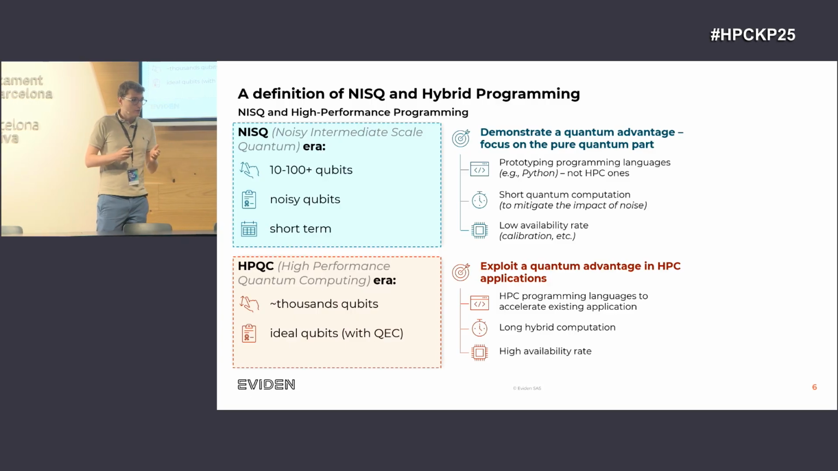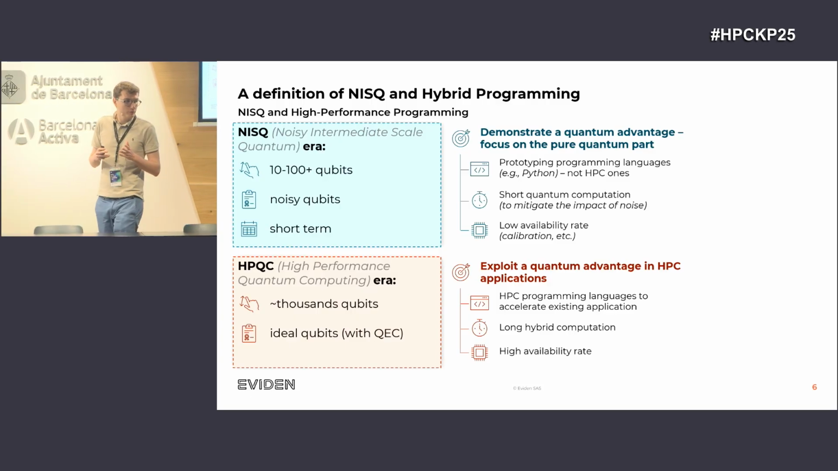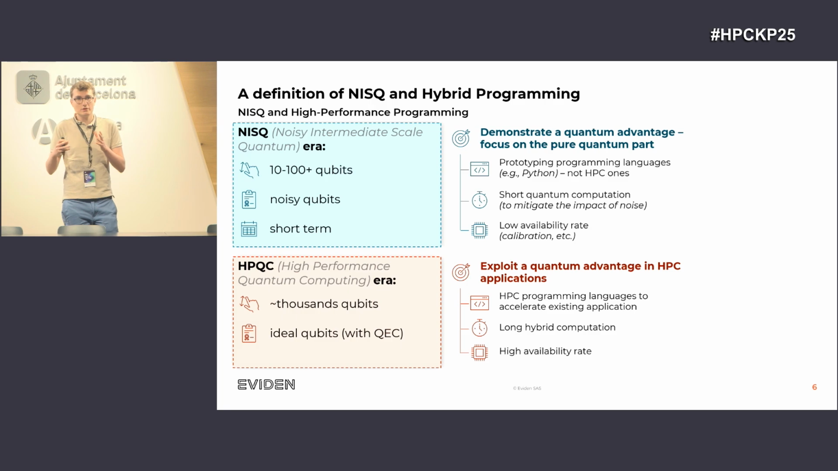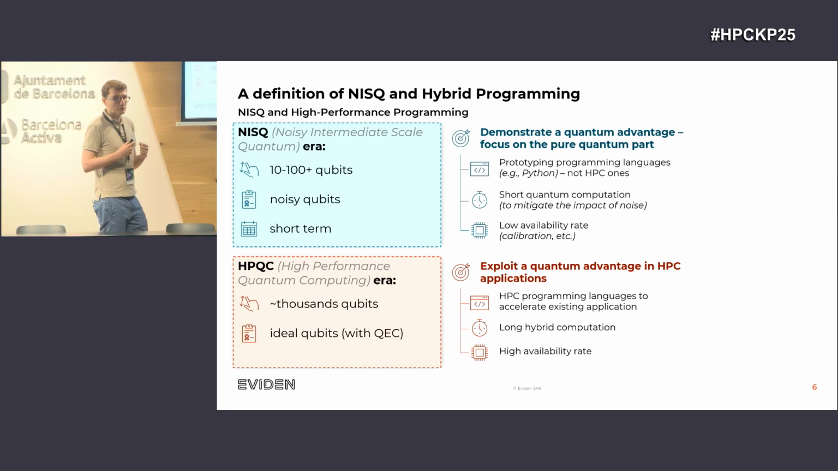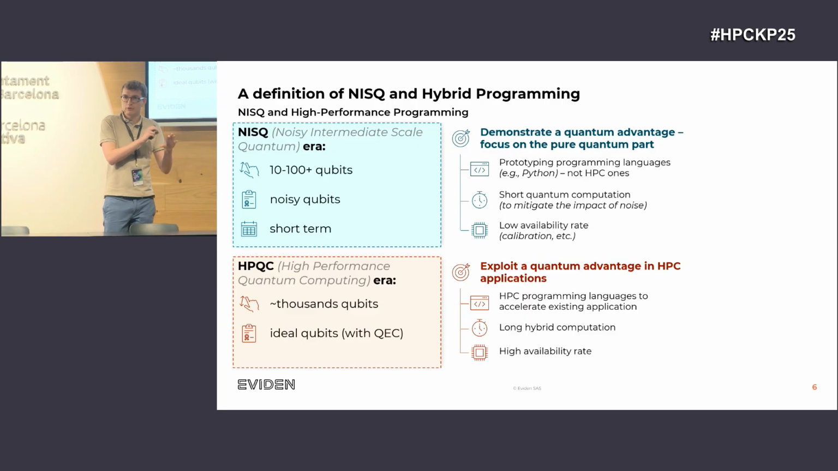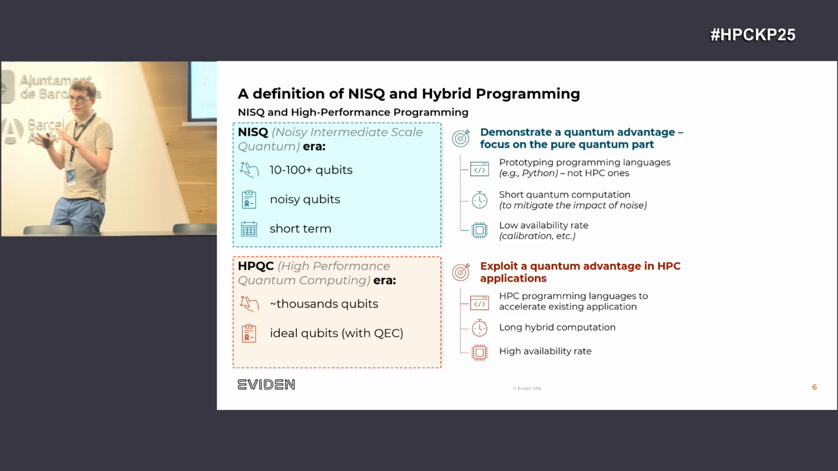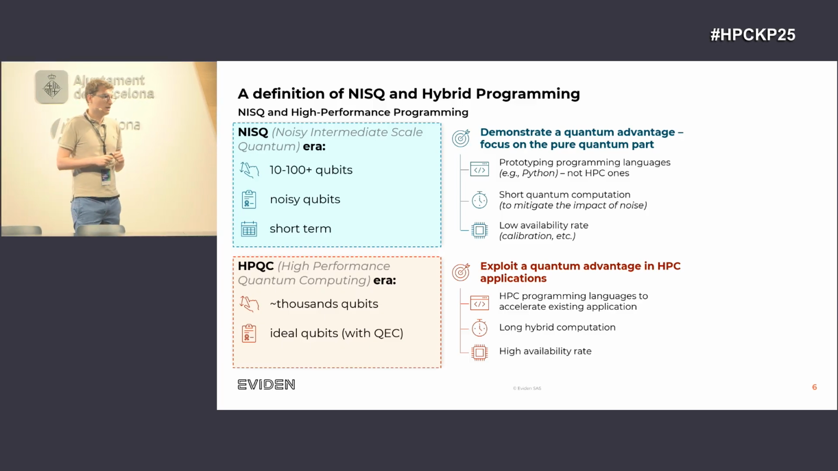When we are in a high-performance quantum computing era, we'll have access to thousands of perfect qubits. When we're talking about perfect qubits, it doesn't mean that the qubit on the QPU itself is perfect, but we'll have some layers that will provide logical qubits which are perfect from the user's point of view.